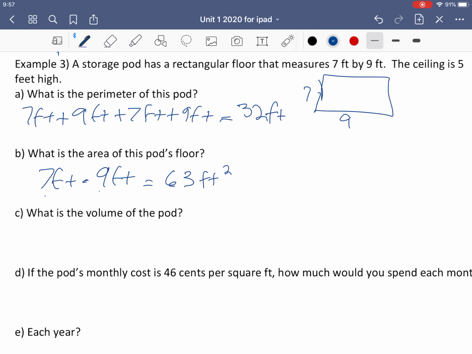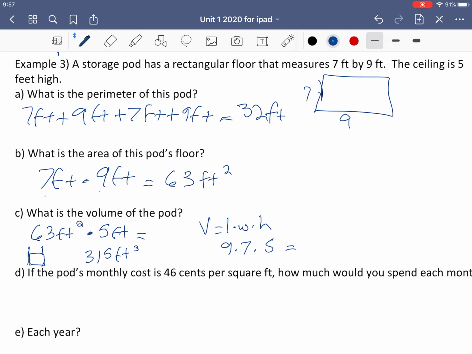What about the volume of the pod? To find the volume of the pod, you can actually do 63 feet squared times the height, which is an interesting way of doing this because I know the total coverage on the bottom, and I just need to multiply it by how high it is to see how much I need to, quote unquote, fill it. Or we can use an old formula, which is volume is length times width times height. And I can multiply 9 times 7 times 5.